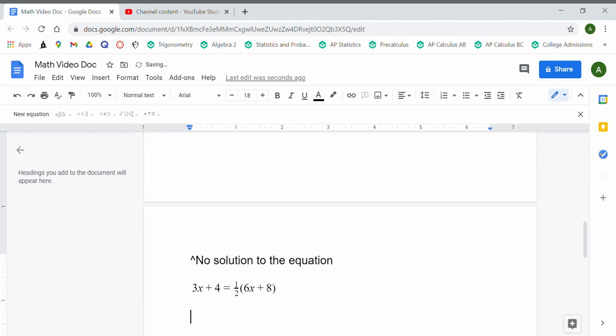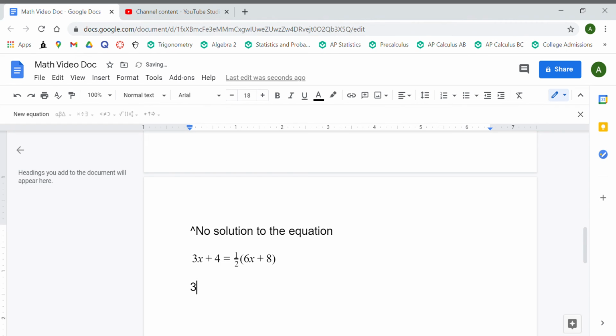I got this. So, we just got 3x plus 4. Oops. Right here. And then half times 6x equals 3x. Half times 8 is 4. What? Okay. What just happened here?